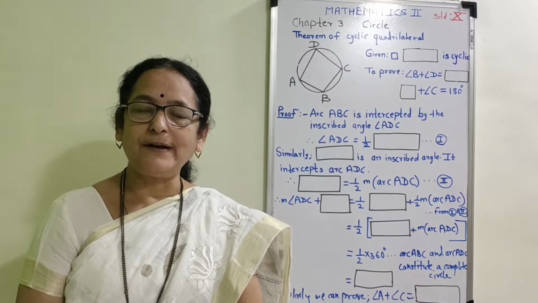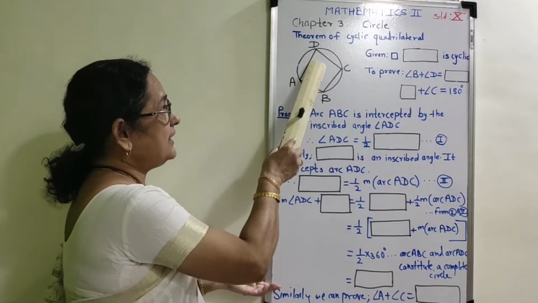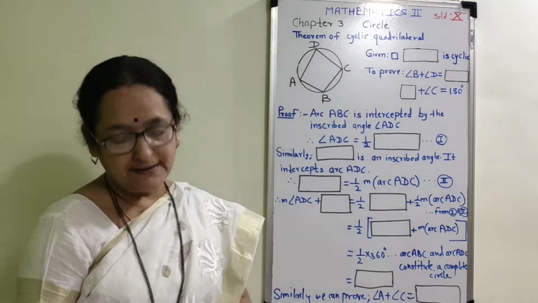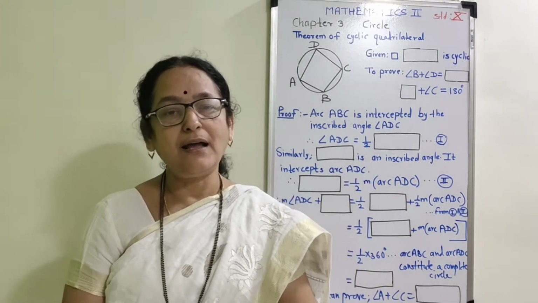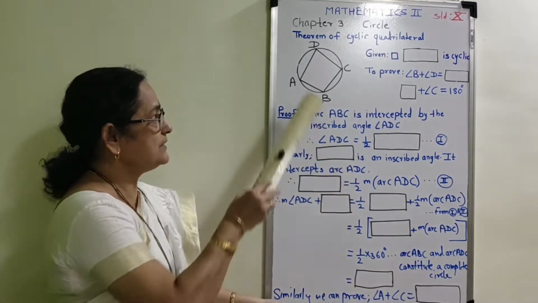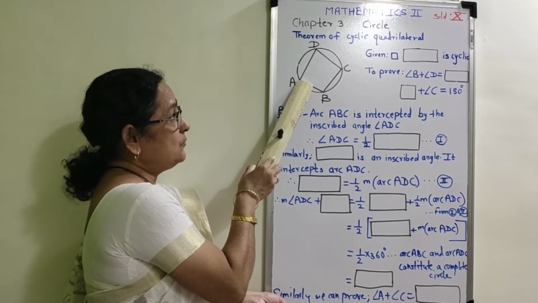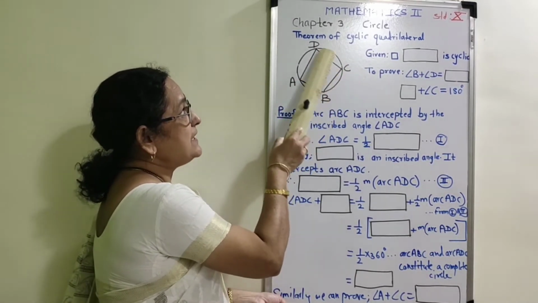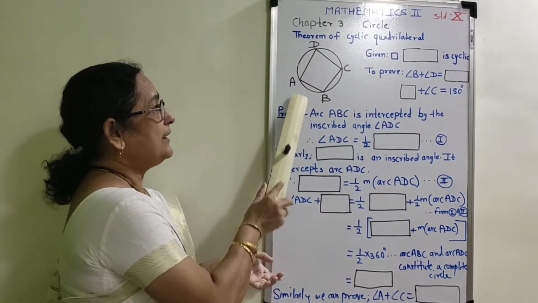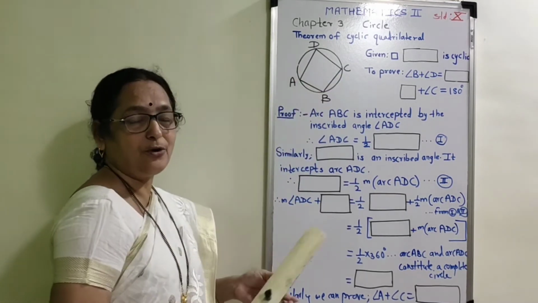If all the four vertices of a quadrilateral lie on a circle, then that quadrilateral is said to be a cyclic quadrilateral. Observe the figure. Here, vertices A, B, C and D, all the four vertices of the given quadrilateral lie on the same circle, and therefore this is the figure of a cyclic quadrilateral.